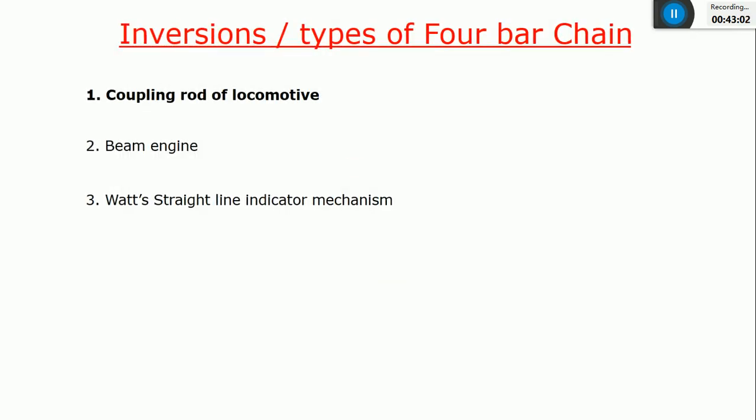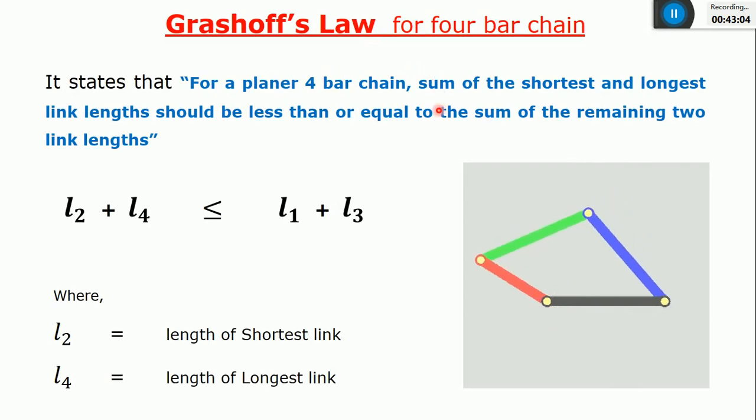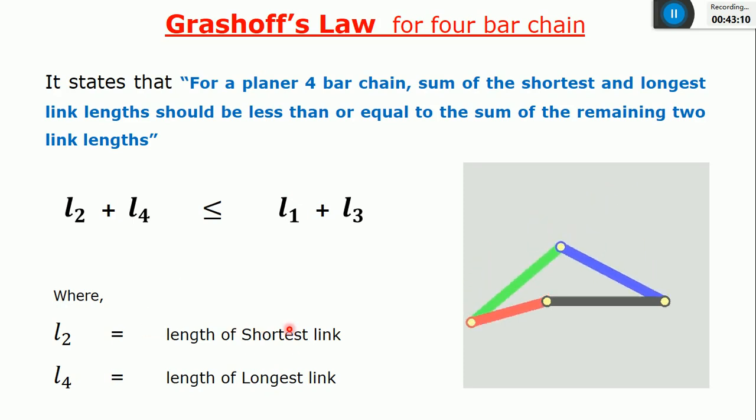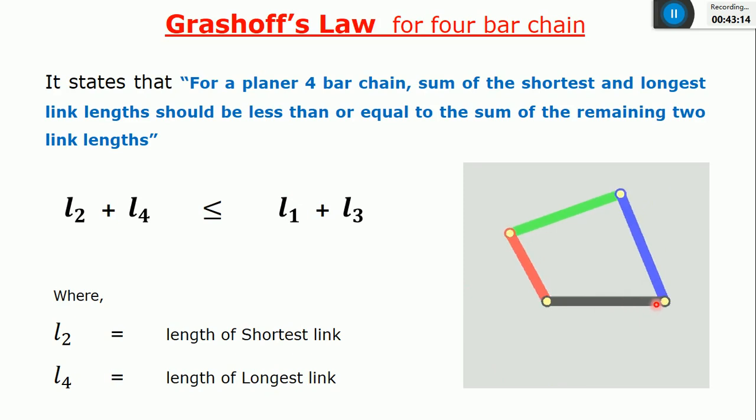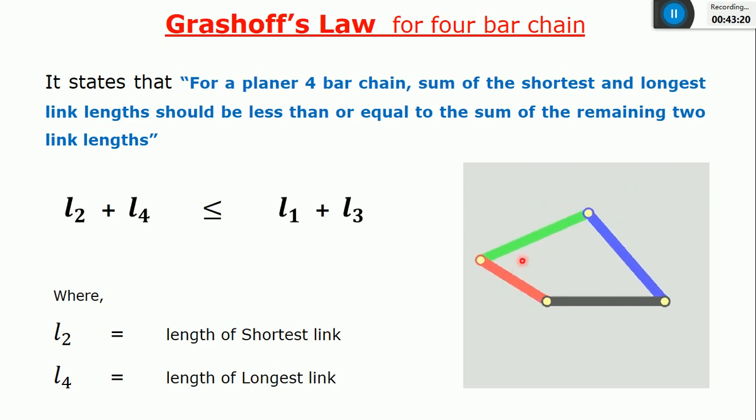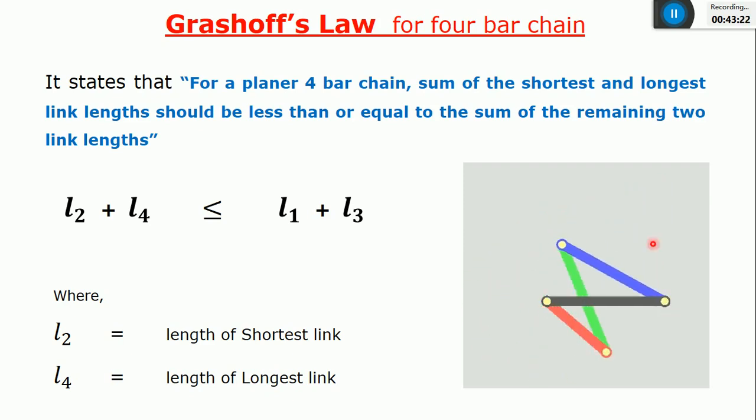This is the last topic of today's class, Grashoff's law. So L1 and L3. L1 is the frame. L2 is the red color crank. L3 is the green color coupler. L4 is the rocker.